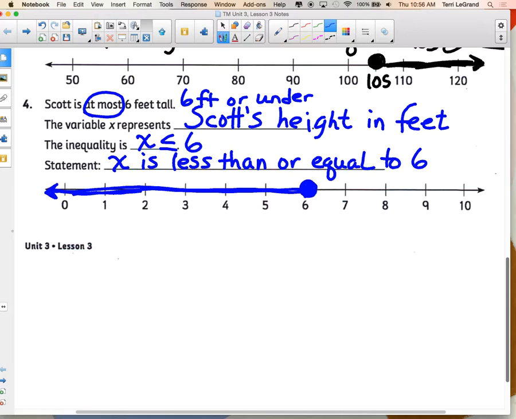So notice, they did not in any of these situations use the words that we wrote in our statements, did they? Did they say is less than or equal to? Did they say is greater than or equal to in their statements? No, that's not how they're going to write them. They're going to use words that will say, okay, here's how you figure out what kind of inequality this represents. That's what we're going to practice next.